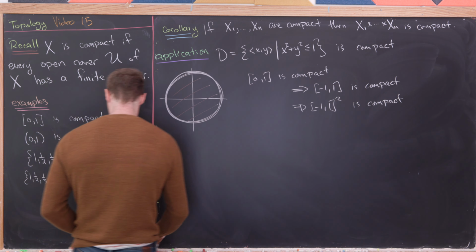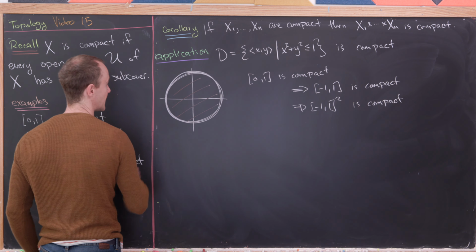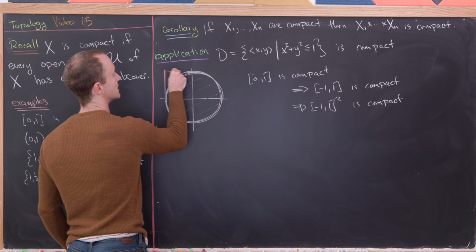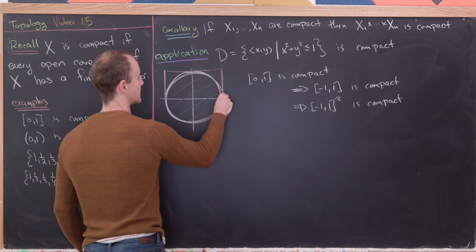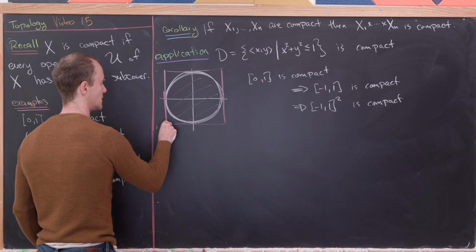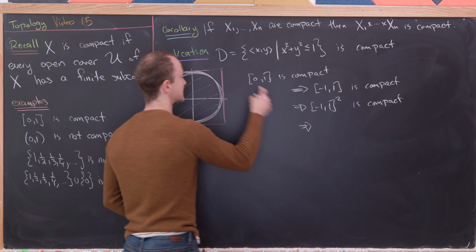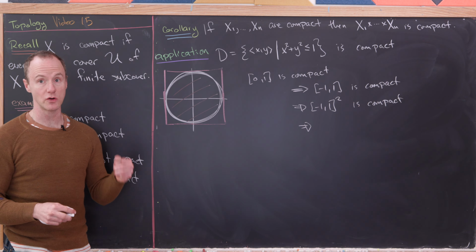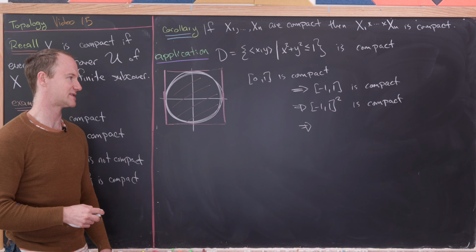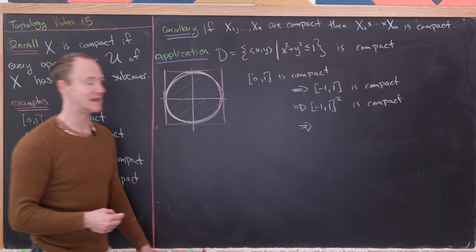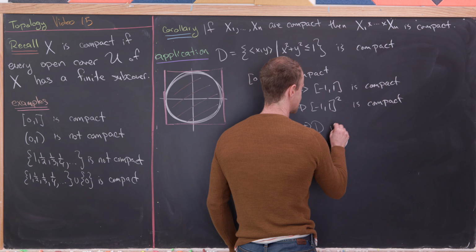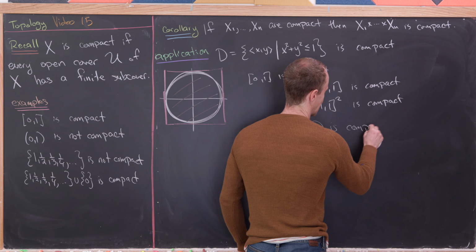So now let's draw a picture of that over here. So [-1, 1] squared would be something like this. Okay, but now let's observe that our set D is a closed subset of a compact set. But that means that it's compact. So that means that D is compact.